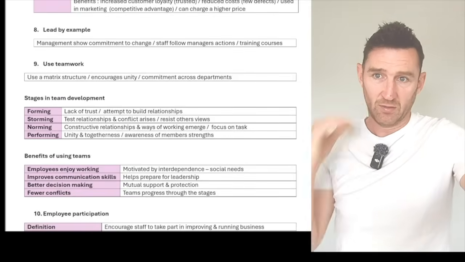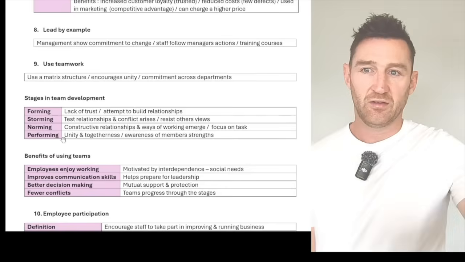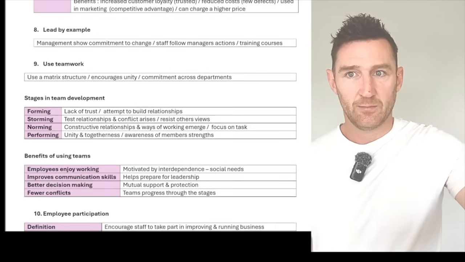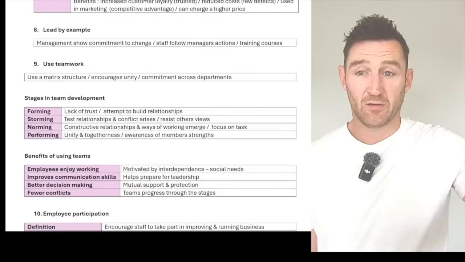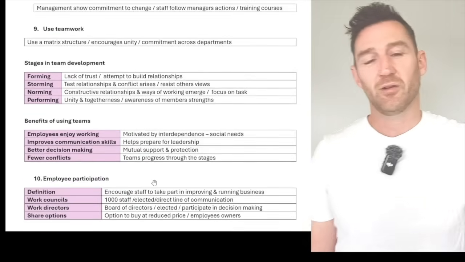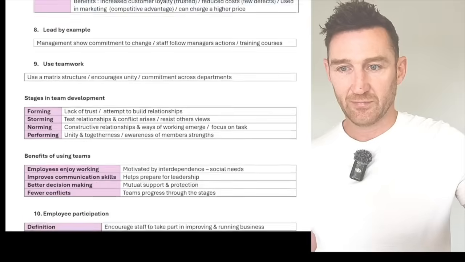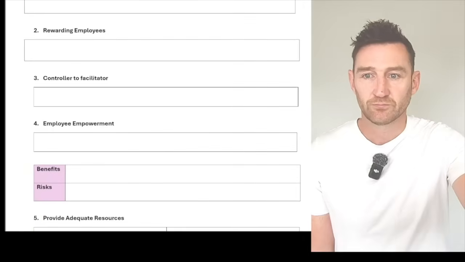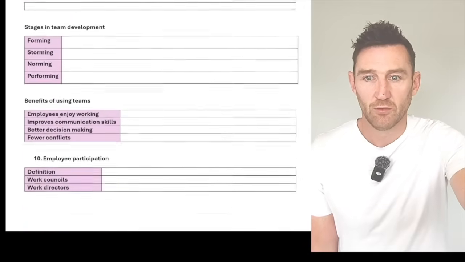We did see something last year on stages in team development: forming, storming, norming, performing. But yeah, you'll see there's 10 there. Employee participation, again, I'm not mad at cutting any corners, but it's the one that traditionally you might have gotten away without knowing. Okay, moving on.